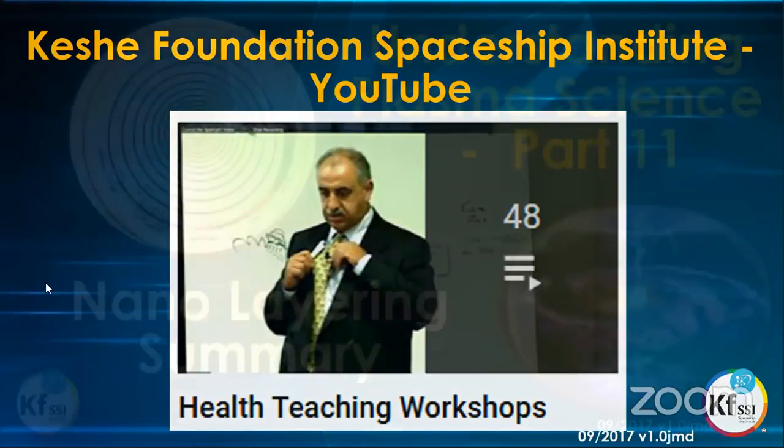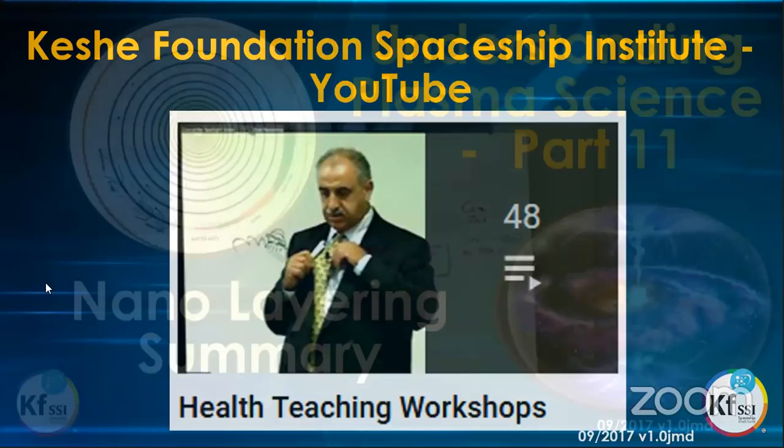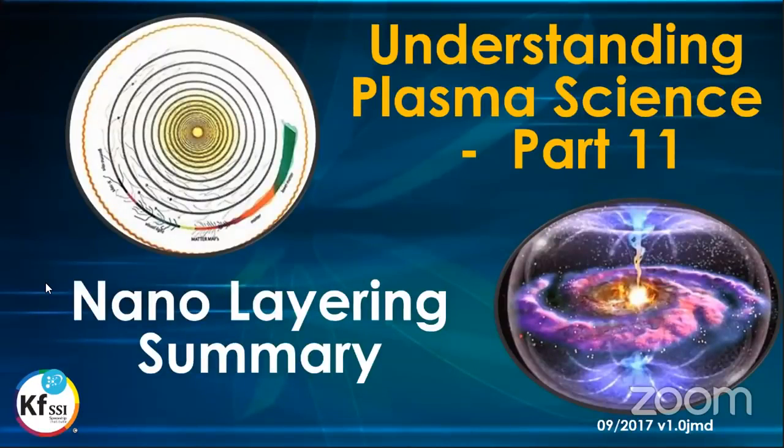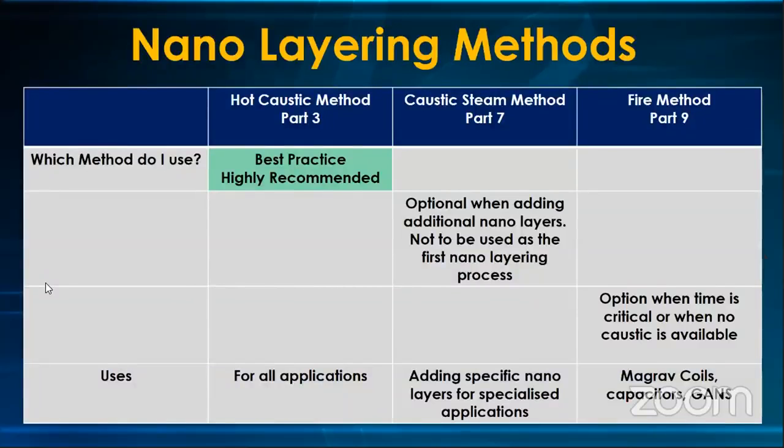Okay, on the nano layering, we're just doing a little bit of a summary of what we've been through. We did in part 3 the hot caustic method, in part 7 the steam method, and in part 9 the fire method. What we recommend is that the hot caustic method is the best practice to use and highly recommended. It does take a long time, but to get the best results, that's the practice we recommend, and it can be used for all applications.